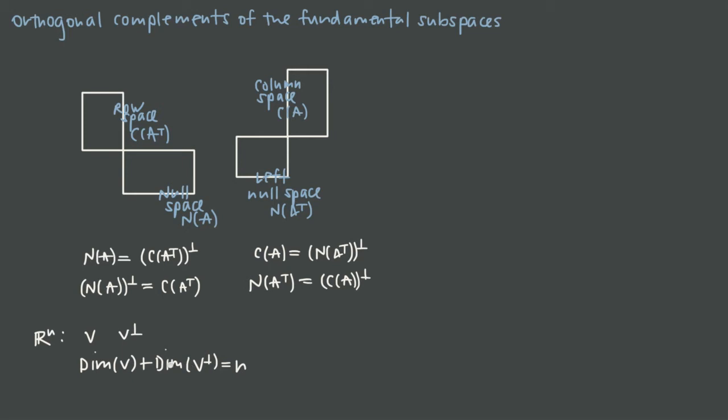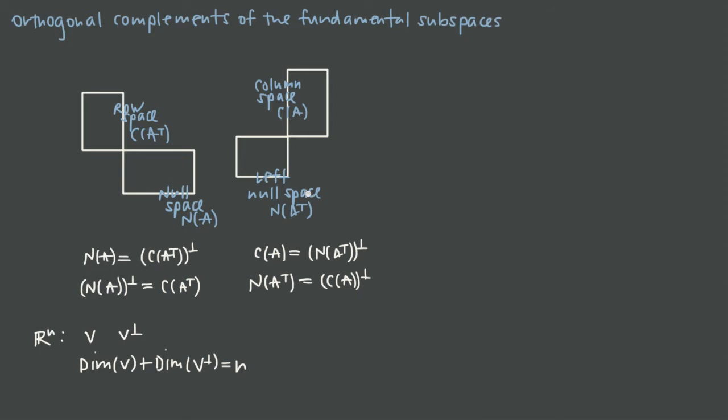Remember that dimension is just the number of vectors needed to form a basis for the subspace. So the number of basis vectors we need for V, plus the number of vectors we need for V perp, have to sum to the dimension of the space that contains V and V perp. In the same way, because we've defined these fundamental subspaces as orthogonal complements of one another, the dimension of the null space plus the dimension of the row space always has to equal the dimension of the space in which the two are contained. And the same goes here: the dimension of the column space plus the dimension of the left null space has to sum to the space in which they're both contained.